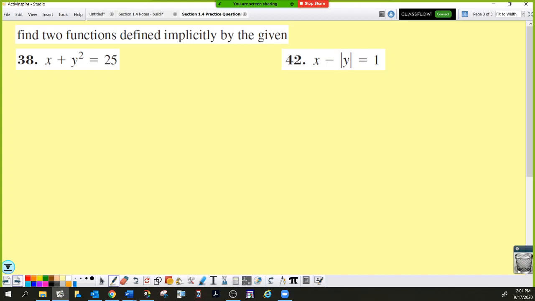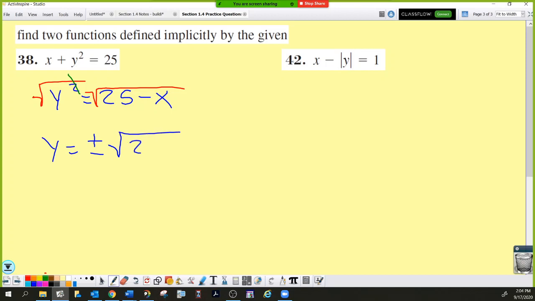And in the essence of time, I'll get moving on number 38, obviously stolen from your textbook. Trying to get y by itself. First thing you should do, subtract x. And if you wrote negative x plus 25, it's the same thing. And at this point, you would have to take the square root of both sides. So for this one, getting y by itself, shoot, relatively easy, right? You just have to remember the plus or the minus.